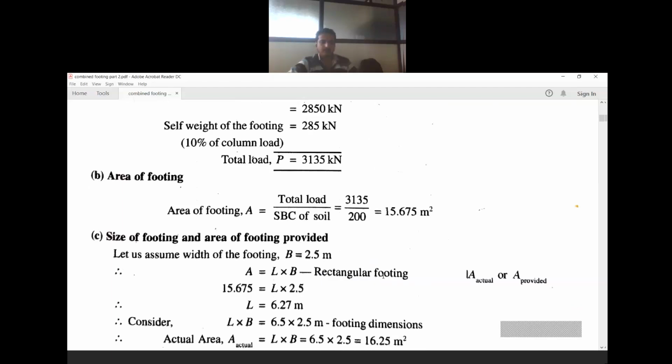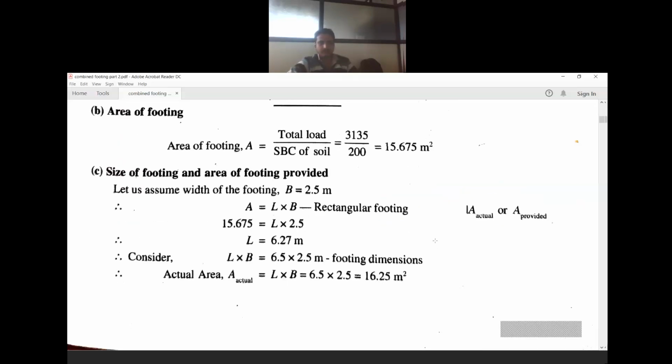From this we have to calculate the area of foundation. To calculate the area of foundation, we have the same formula as the previous case: load divided by SBC of soil. SBC of the soil is given in the question. Total load we have just calculated. So substitute in this formula. You will get area of footing as 15.675 meter square.